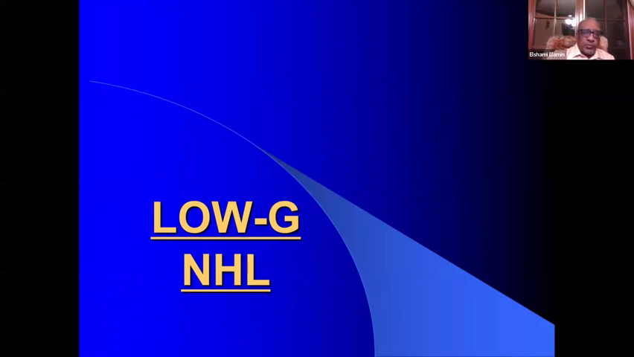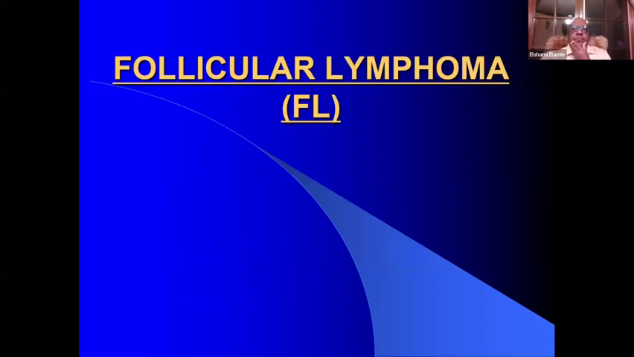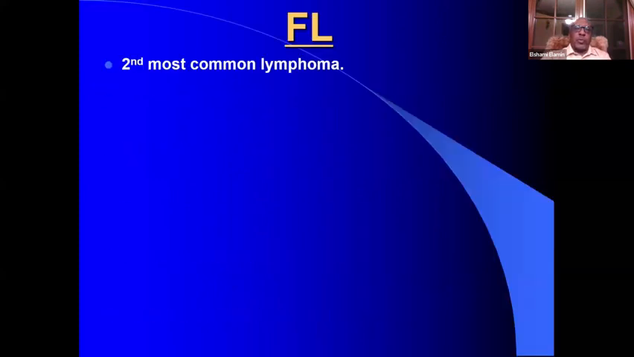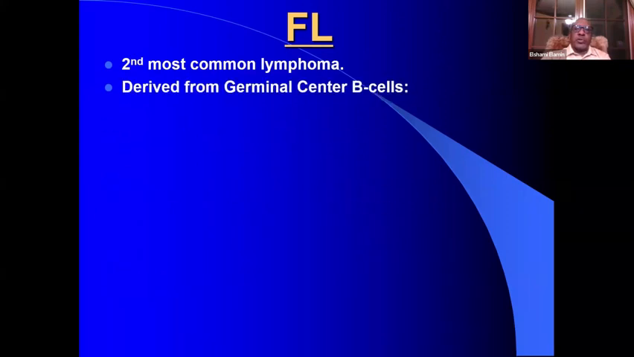So now we move to a different class of B-cell lymphoma: low-grade lymphomas. Low-grade lymphoma is led by follicular lymphoma, because it's the most common, the second most common lymphoma overall, derived from the germinal center B cells. When we look under the microscope, we see mature lymphocytes, which are centrocytes, small cleaved follicular center cells. If you see them under the microscope, you're not going to forget them.